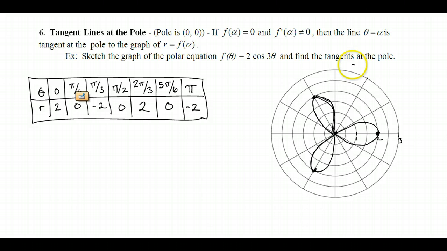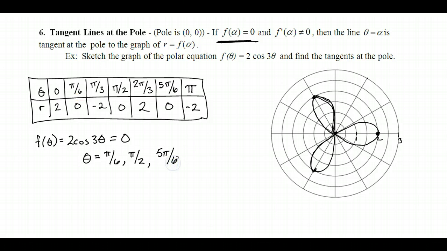Well, to figure out our tangents at the pole, we want to know when does our function equal 0? And we want to figure out those angles. Well, once you've graphed it, it's really easy. We know that our function, f of theta, equals 2 cosine 3 theta. When does that equal 0? Well, it's when theta is equal to pi over 6, pi over 2, and 5 pi over 6. So that's really nice. It's easy once you have that portion of it.